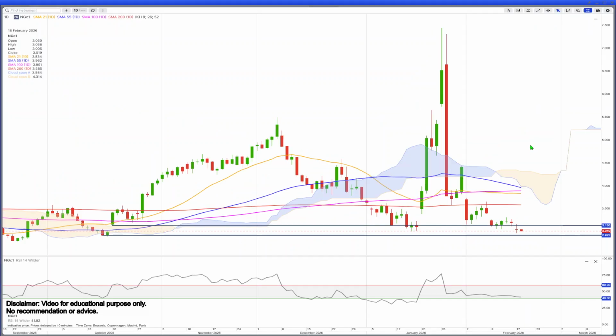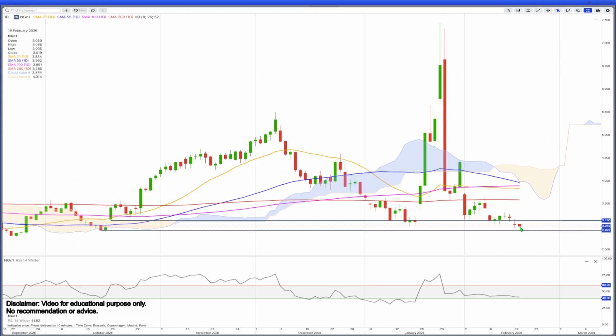The US nat gas around the $3, and I think we will stay there for quite a while. We have some support here at 292, and there's no signs that we will bounce strongly back. I actually think it will keep sliding lower.